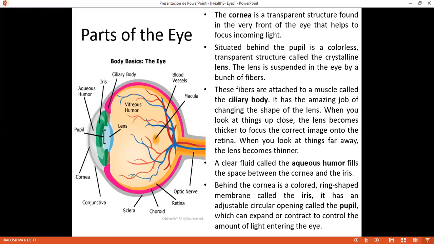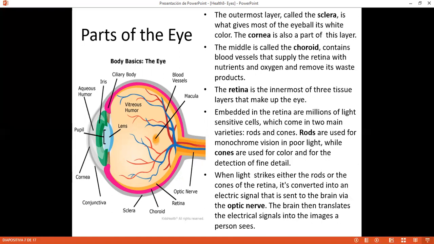We have blood vessels, of course, and there's the retina, which is the place where the light ends up, where you can check the vision. And then we have the optic nerve, which leads to the brain and translates everything into images. The choroid is a layer that contains the blood vessels that supply the retina with nutrients. And the retina is the most important part of our eyes.